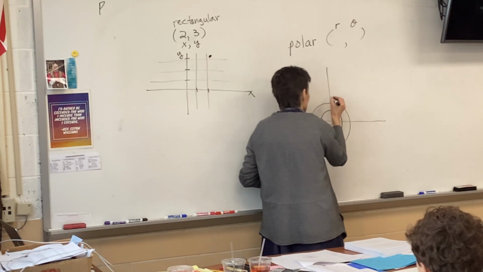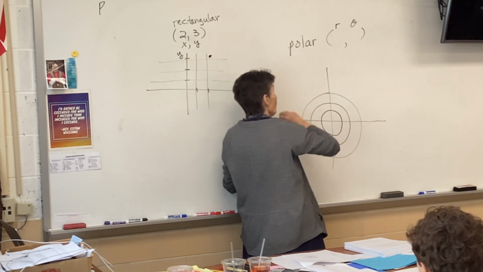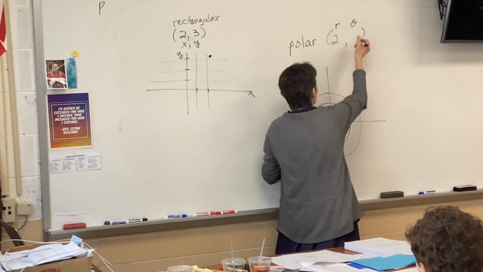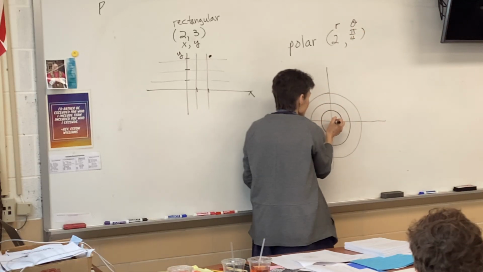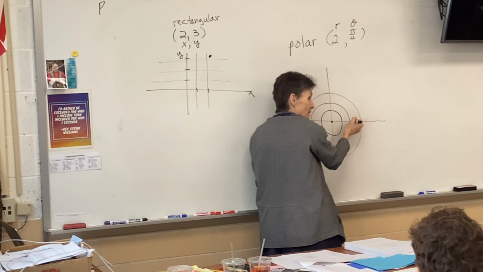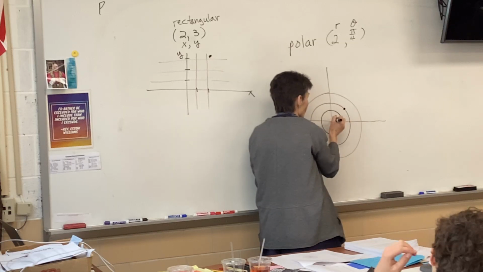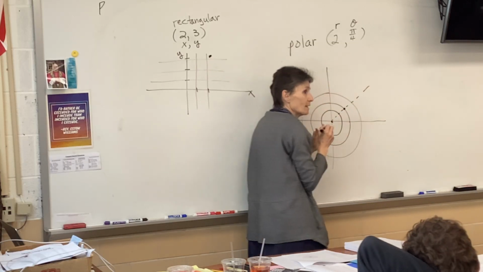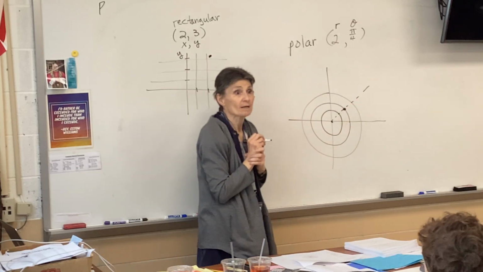So your coordinate system looks like this. It's a circular system. So if I wanted to plot the point 2 comma pi over 4, let's say, that means I count out 2 units, that's my distance, and then I go an angle of pi over 4. That would be pi over 4 right there. So that point would be plotted right there.